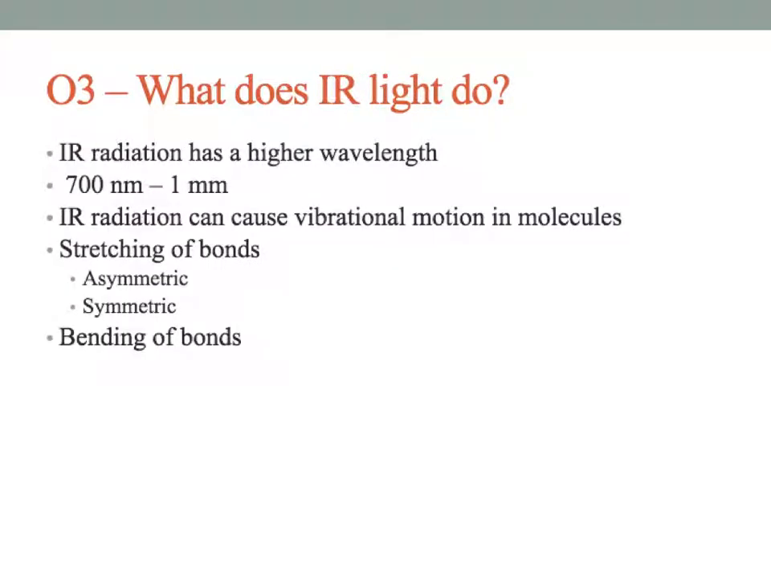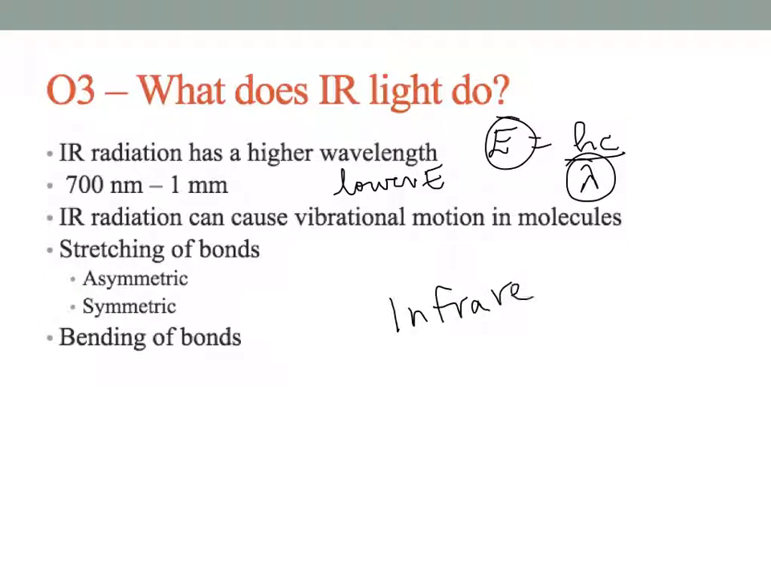IR radiation has a higher wavelength, so if you look at E equals hc by lambda, if there's a higher wavelength, then it has lower energy. So IR radiation, or infrared, is a less energetic radiation. It goes from 700 nanometers to 1 millimeter, so longer wavelengths.